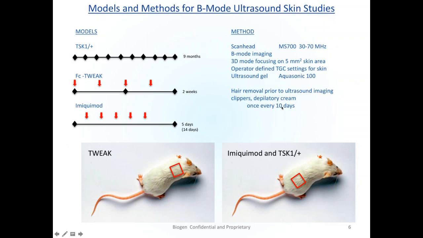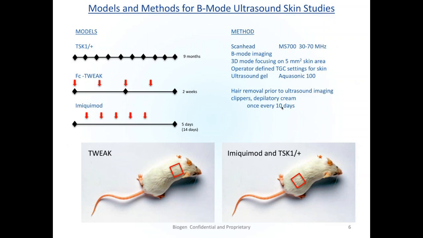As I said before, this is done with the MS700 scan head. We did 3D mode imaging, so basically we imaged a 5 square millimeter region, kind of where these red boxes are indicated on this slide, and then we picked the center plane of that imaging region to do our quantitation and measurements on. The TGC settings were defined once for skin and used on the same settings throughout all of these studies.